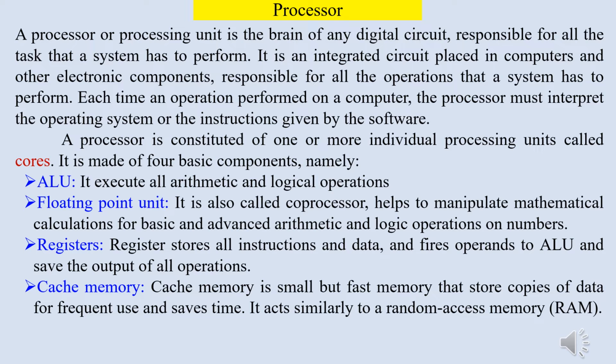It is made of four basic components, namely arithmetical logical unit, floating point unit, registers and cache memory. Here ALU executes all the arithmetical and logical operations. Floating point unit is also called coprocessor, helps to manipulate mathematical calculations for basic and advanced arithmetic and logic operations on numbers. Register stores all instructions and data and it feeds operands to ALU and saves the output of all operations, whereas cache memories are small and fast memories that store copies of data for frequent use and save time. It acts similar to a random access memory.